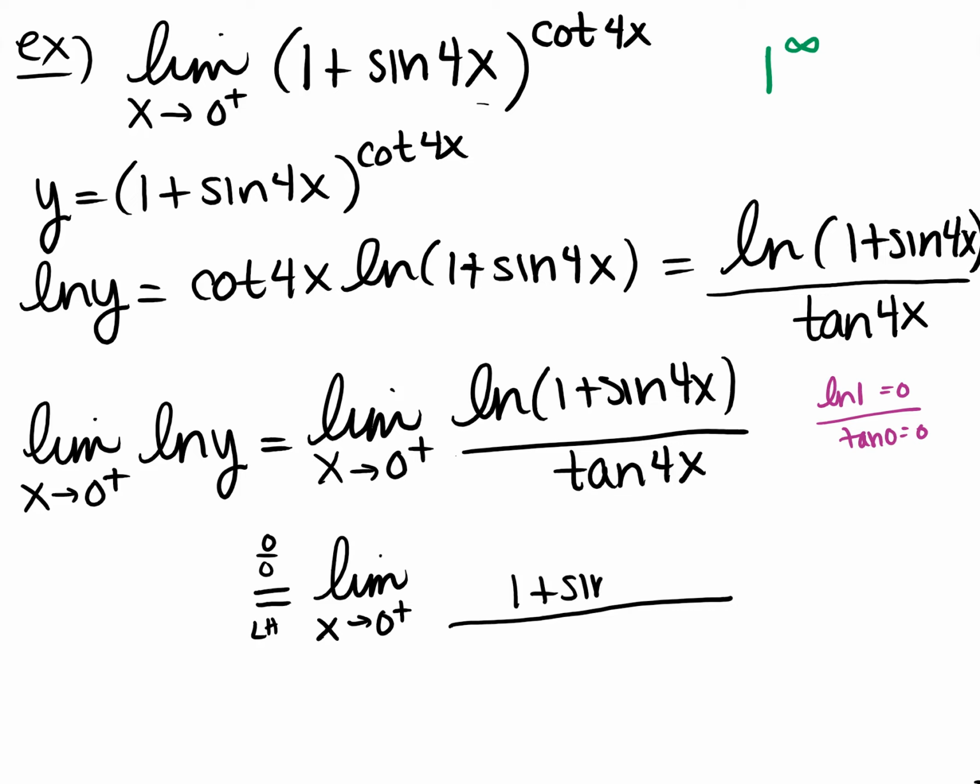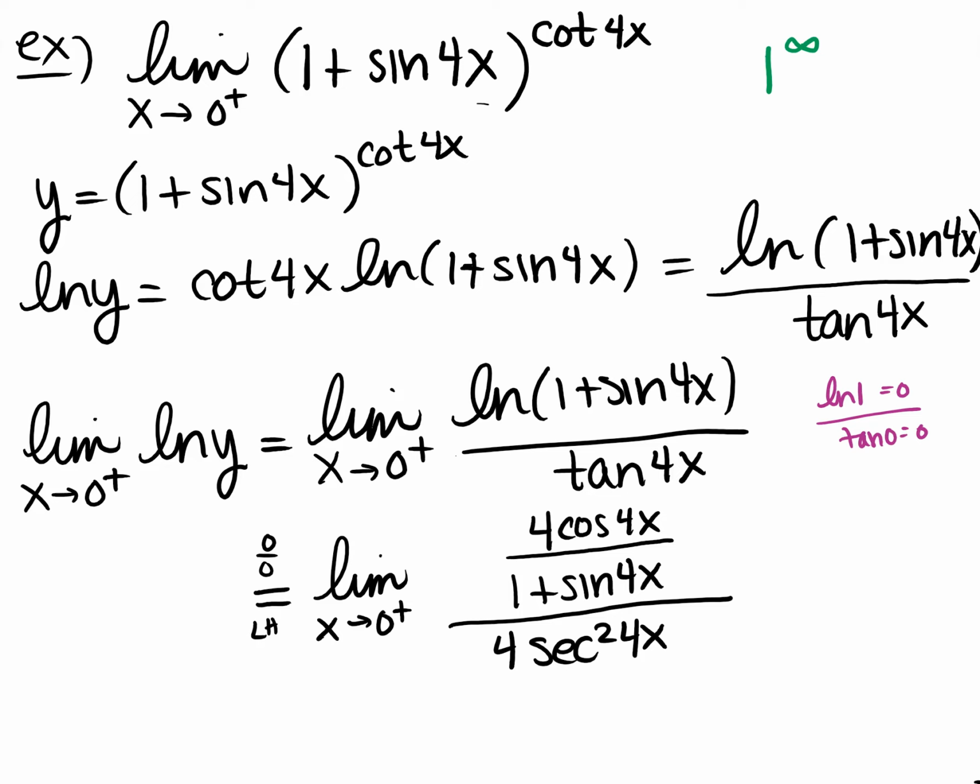So I get 1 plus sine of 4x times the derivative of the stuff. So the derivative of the stuff would be what? 4 cosine of 4x, right? And then tangent of 4x is secant squared of 4x times 4. And now, as usual, the hardest part about this is going to be simplifying.